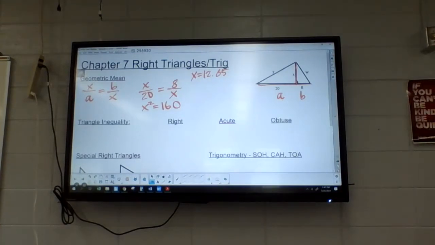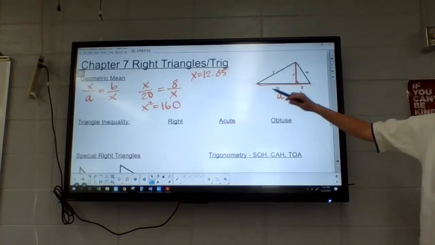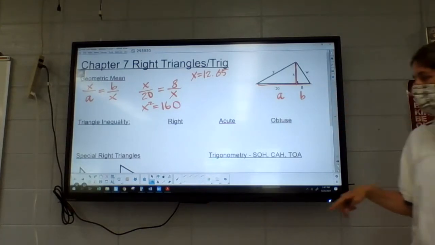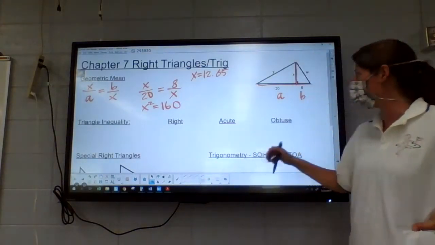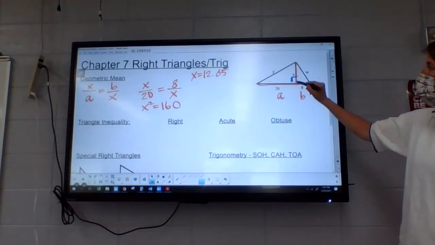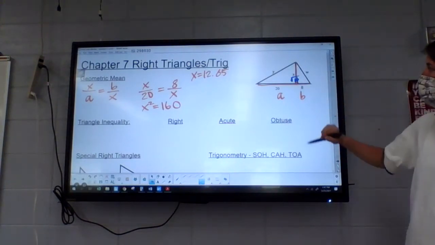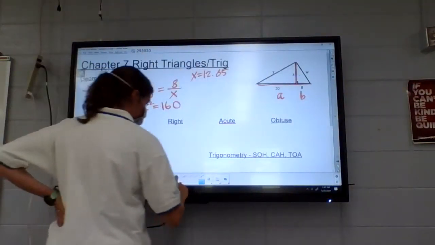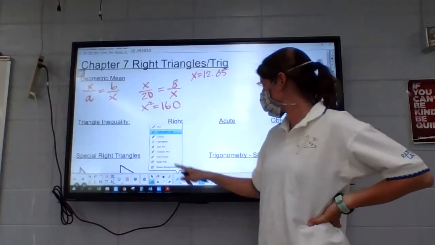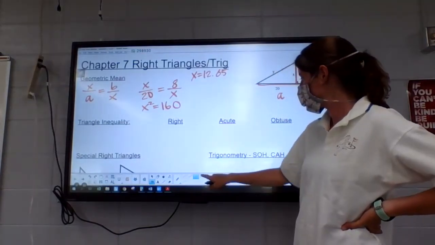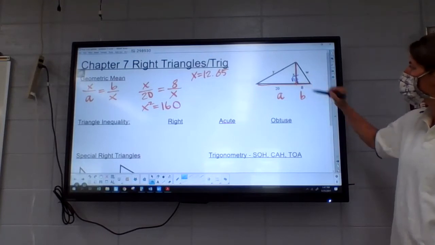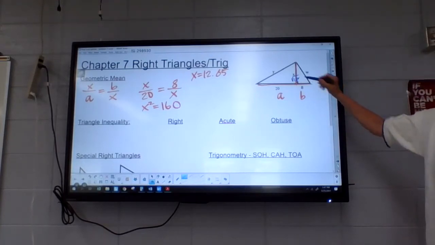So now I can do a squared plus b squared equals c squared. However, when I do that, I want to use the square root of 160 instead of 12.65 squared. It's just a little bit more accurate. So I'm going to put square root of 160 here. That's really big. So we're going to do the square root of 160 here, and then I'm going to do Pythagorean theorem.